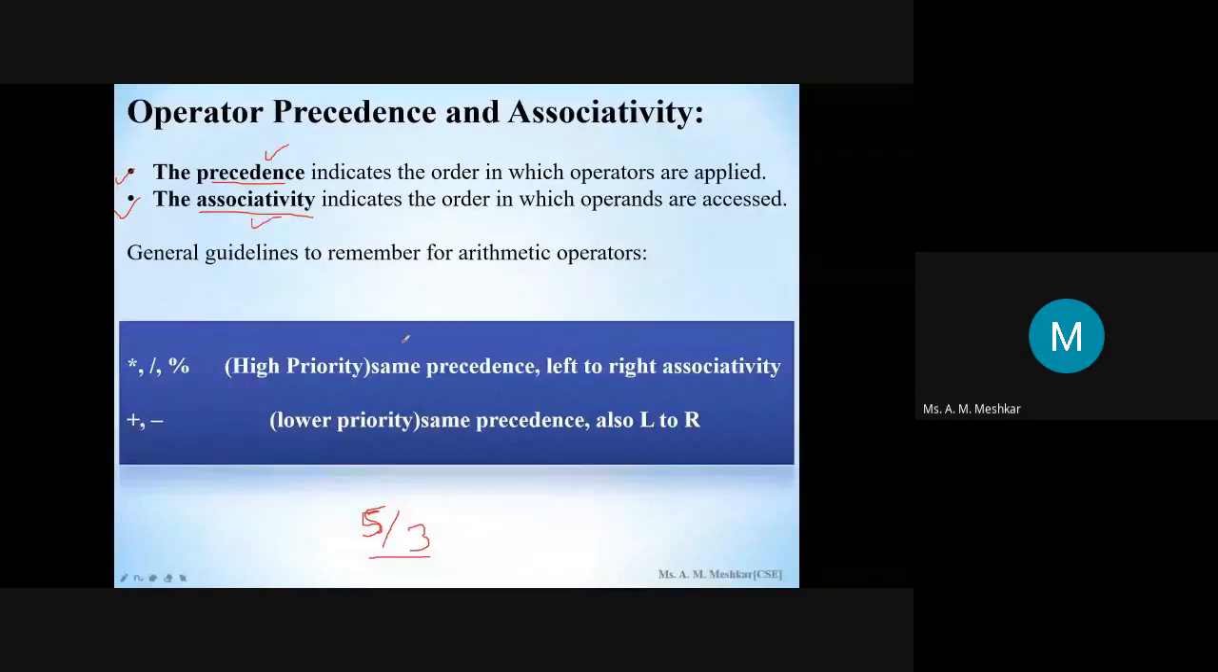For arithmetic operators, we can see that multiplication, division, and modulus have the same precedence, higher priority than the other two, and left to right associativity. And plus and minus, addition and subtraction, have lower priority than these three operators, and again the same precedence as each other. They also have left to right associativity. So as per the order of their occurrence, they will be evaluated from left to right.